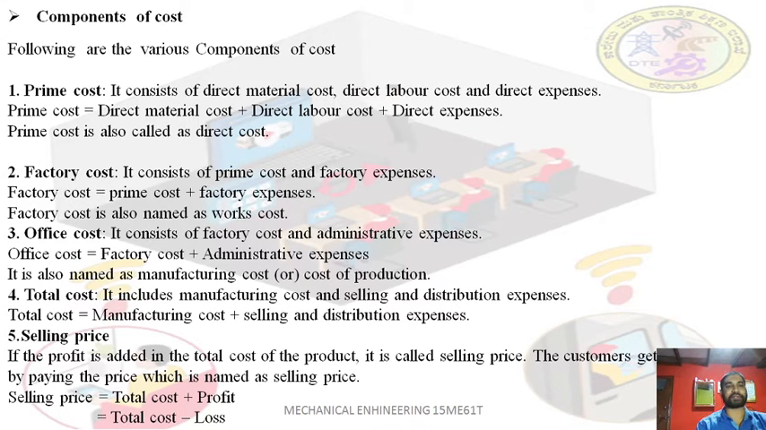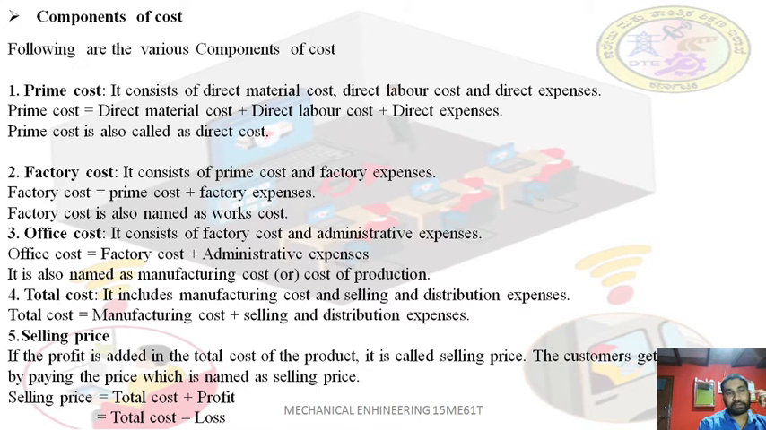So factory cost now. Factory cost is the cumulative addition of prime cost plus the factory on-cost. The factory overhead or factory expenses, whatever is incurred in the factory, will be added to the prime cost in order to get the factory cost. This factory cost is also known as work cost. In a problem they may ask for work cost, so you should not get confused. What is work cost? Work cost is nothing but factory cost.